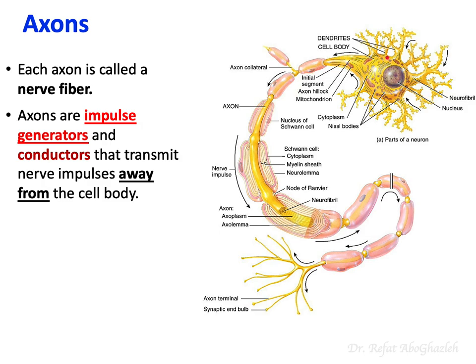Yes, this is a neuron, this is a nerve cell, and this is the axon. And the axon, sometimes we call it the nerve fiber, and many axons form what we call a nerve. And as I mentioned, the impulse is generated in the area called the axon hillock. So the action potential is generated there and conducted away from the cell body. You remember that the dendrites conduct impulses toward the cell body while the axon conducts the signals away from the cell body.